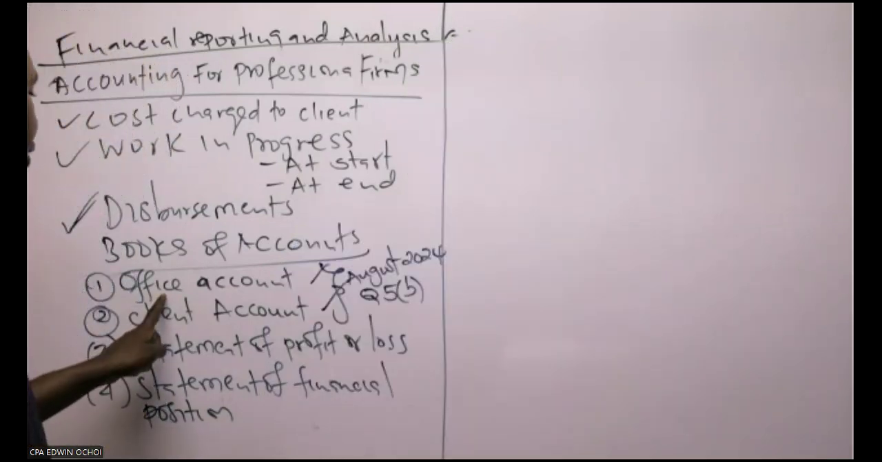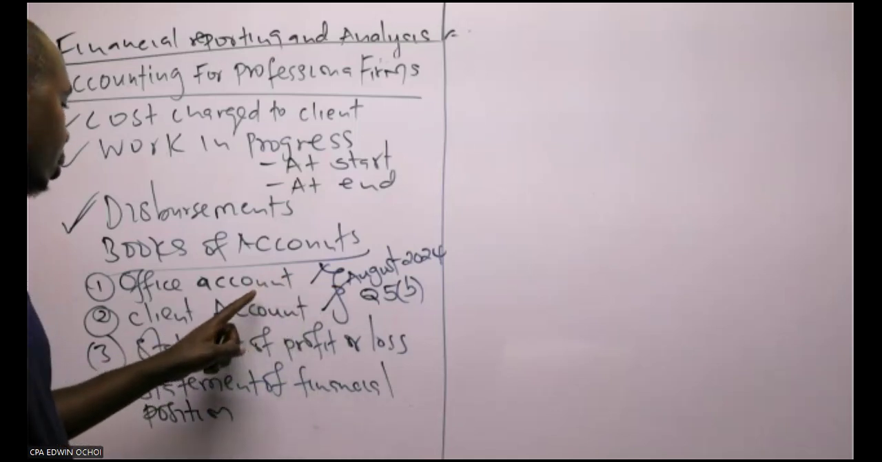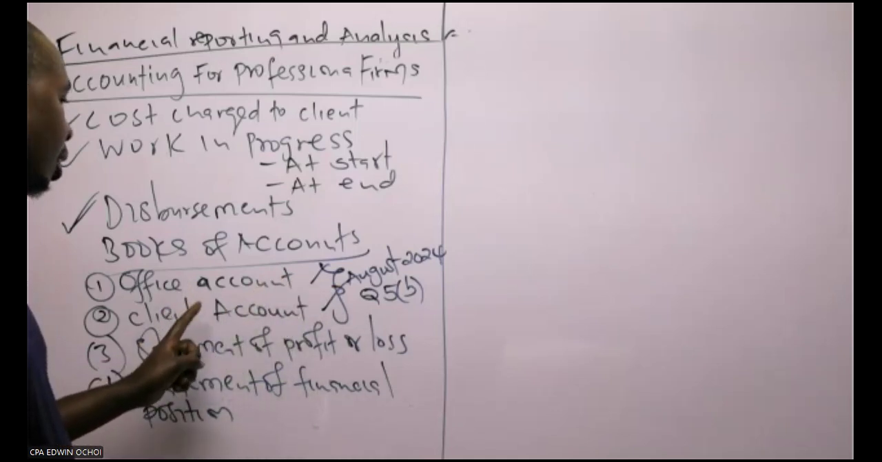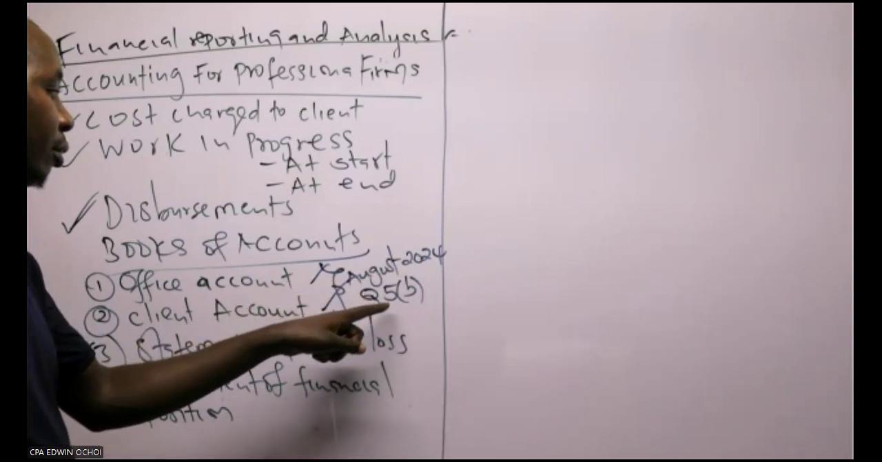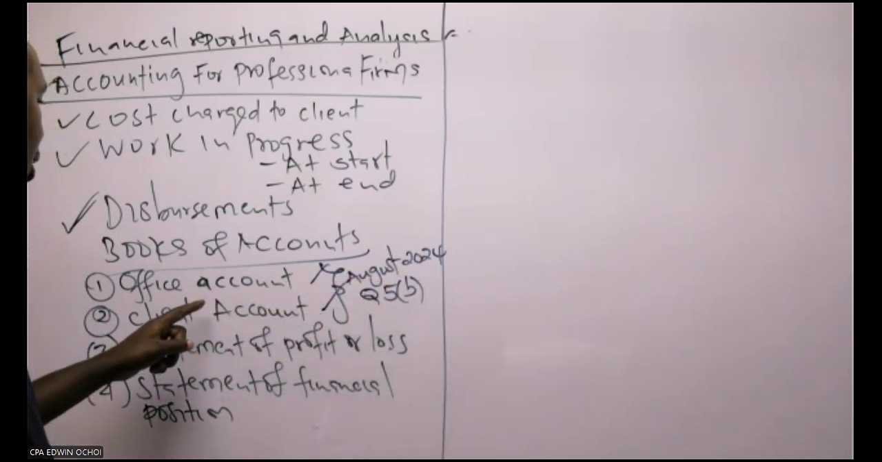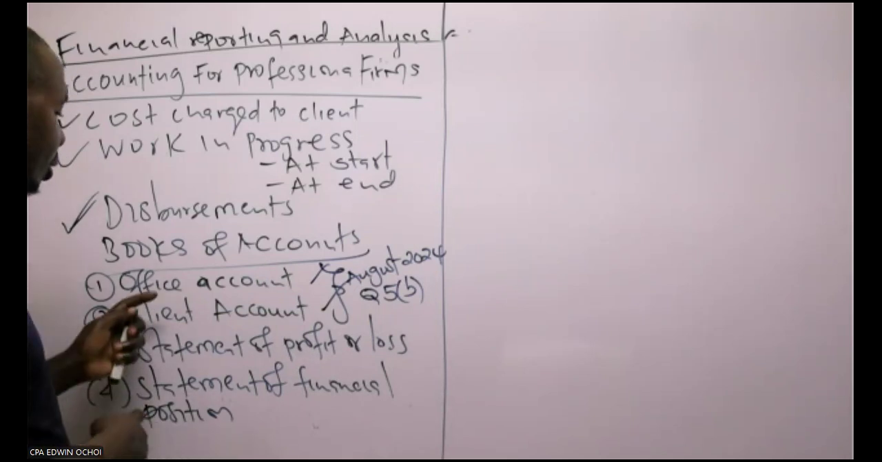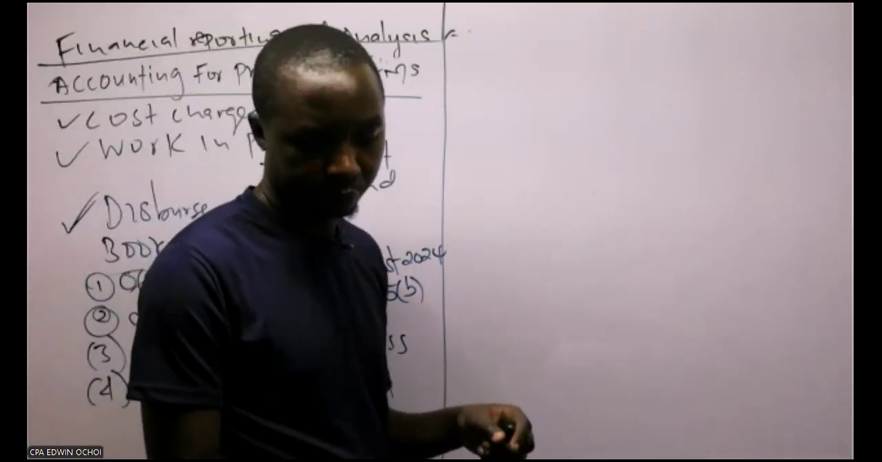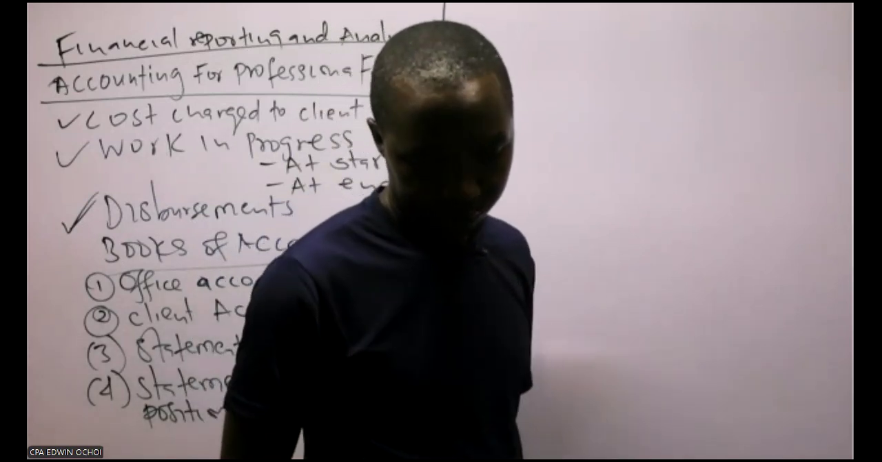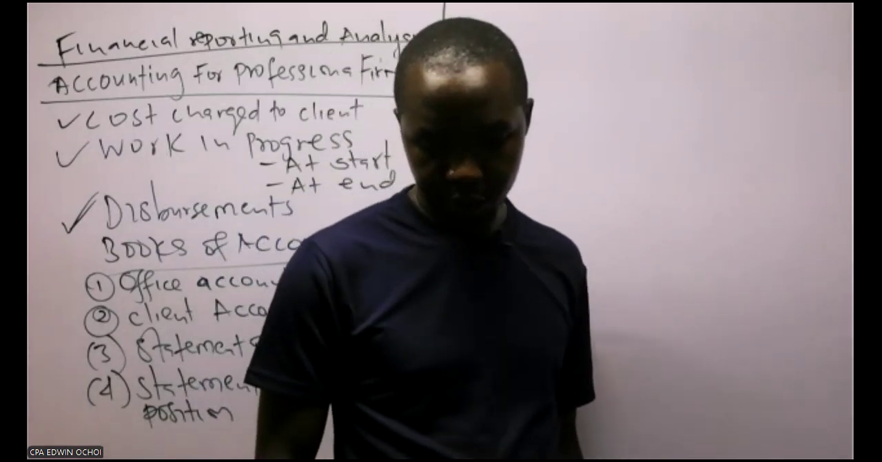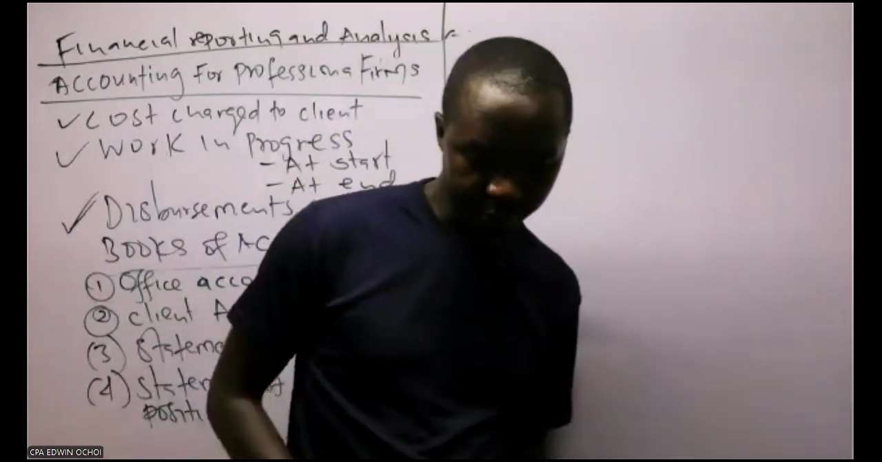So I want to talk about the office account and the client's account. These two are sitting under the August 2024 exam, question 5B. You were asked to talk about the office account and a bit about the client's account. So let's talk about the office account. To understand the office account, look at these notes.